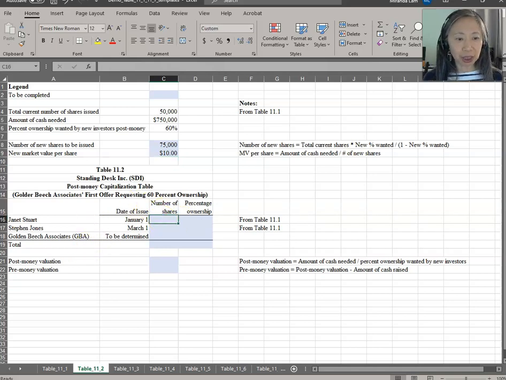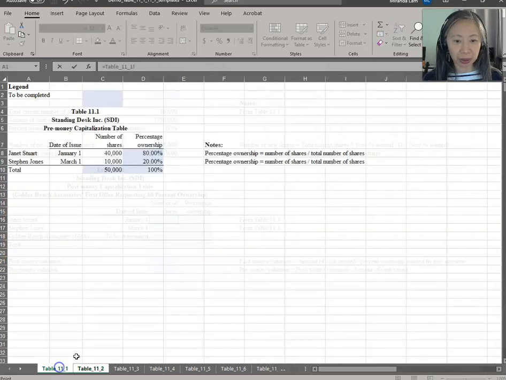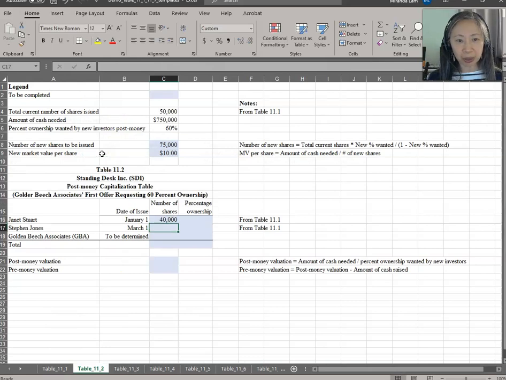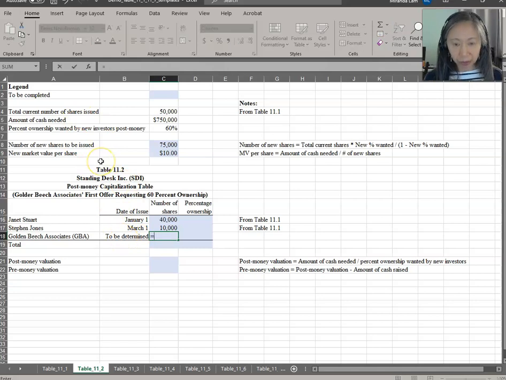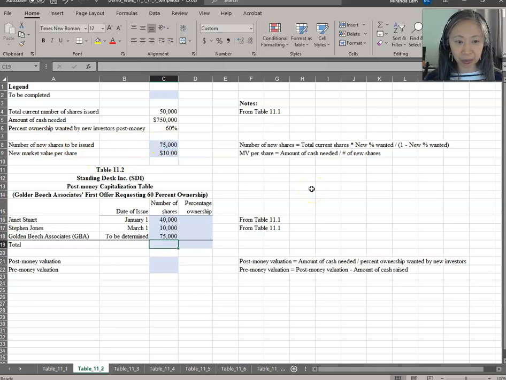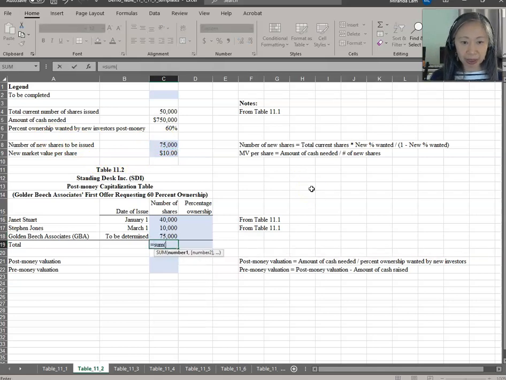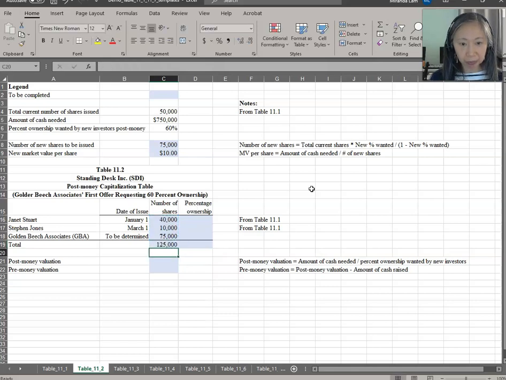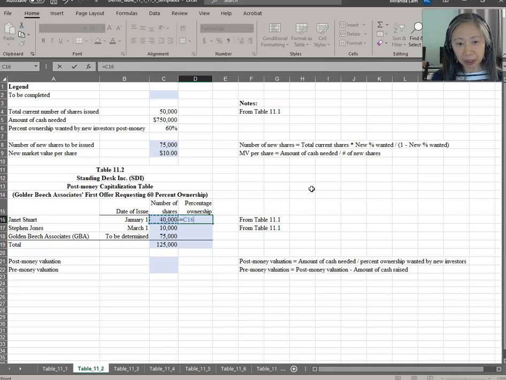The number of shares for Janet and Stephen is from table 11.1 because that has already been issued. So that's what they have. And then GBA, this is what we are determining. So right now, currently the proposal is 75,000 shares. So the total, again, this is the same in terms of the caps table, will be 125,000 shares. To compute the percentage ownership, we take the number of shares per owner, divide that by the total number of shares.